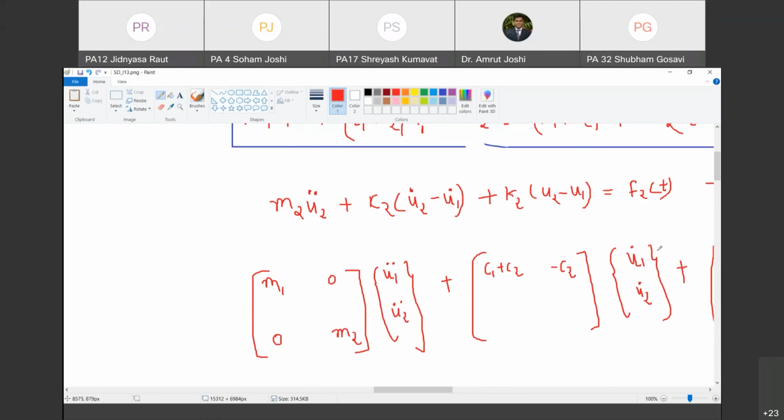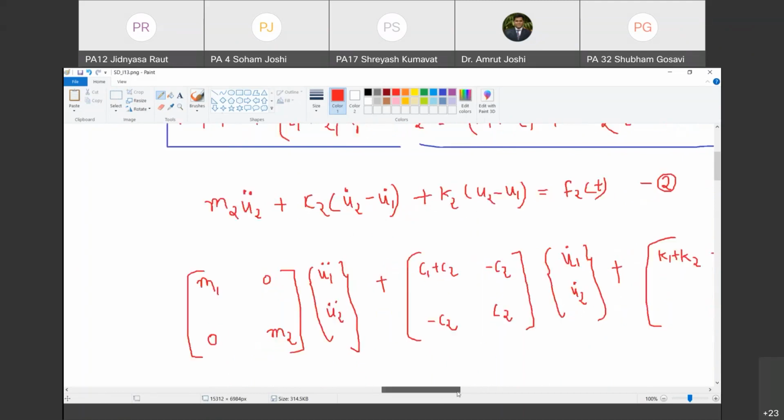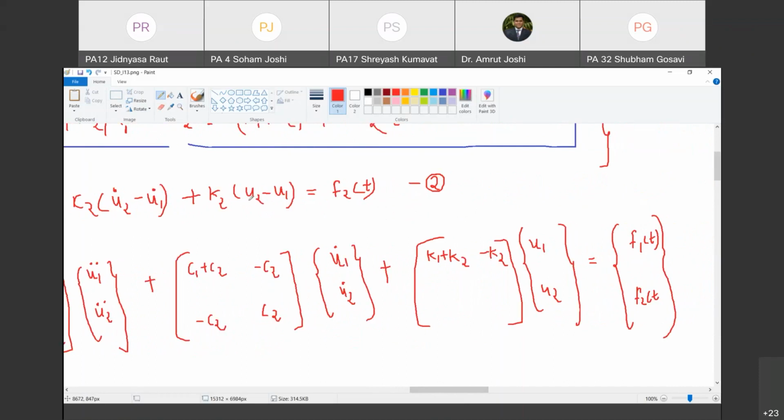What is in the second equation? What is the coefficient of u1 dot? It is minus c2. Do you agree with me? देखो. Yes, sir. What is the coefficient of u2 dot? It is c2. What is the coefficient of u2? k2. And what is the coefficient of u1? Minus k2. Happy? Are you with me? Yes, sir.